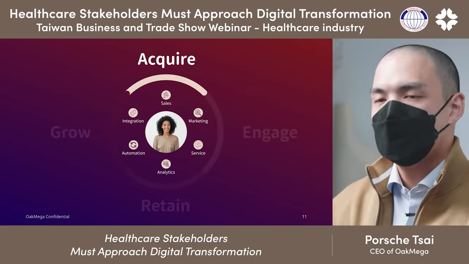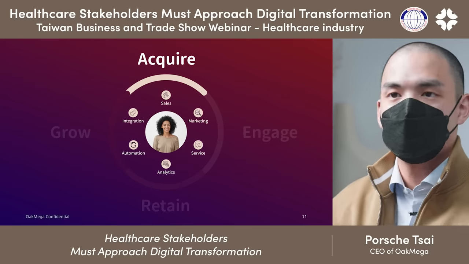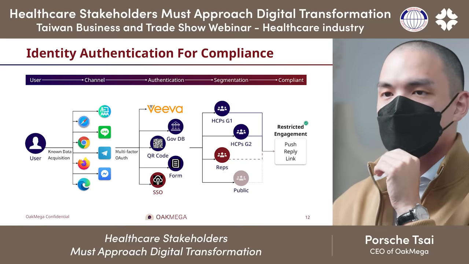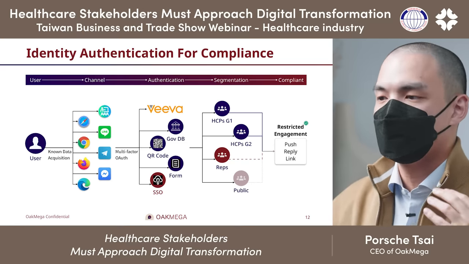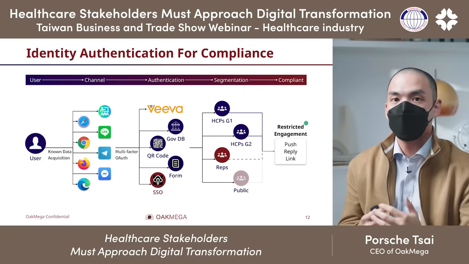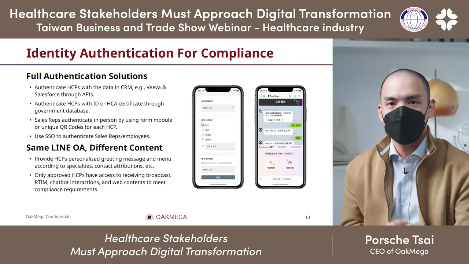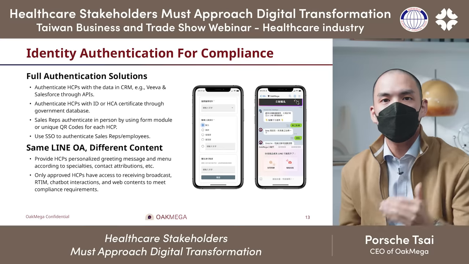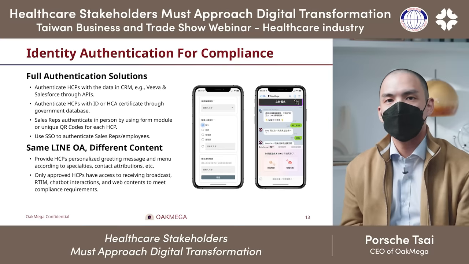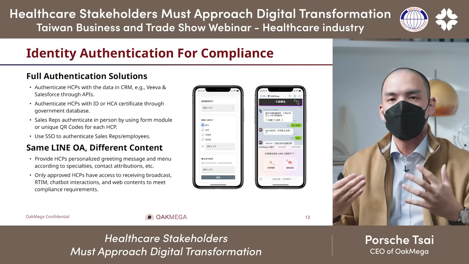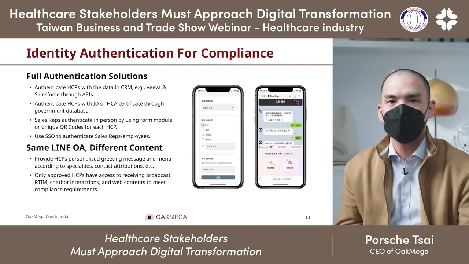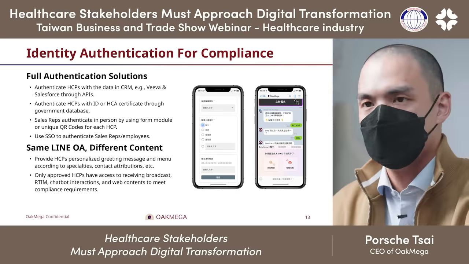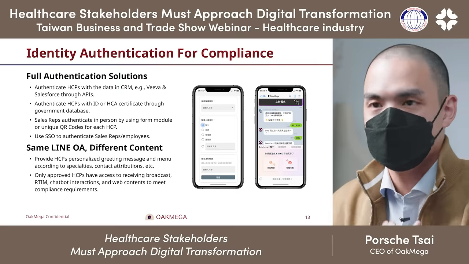You need to know who healthcare professionals are precisely, especially in markets like Taiwan. So we provide an identity authentication process. For a user, no matter if they're coming to your LINE, Telegram, or browser websites, we're able to identify them automatically and let you know who they are, where they're from, and what they're up for, and even who their sales rep is. After they join your membership program, your LINE official account, and all these platforms, different people can access different content and get what they need.